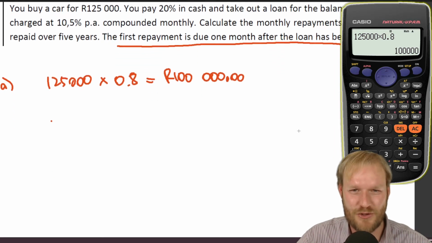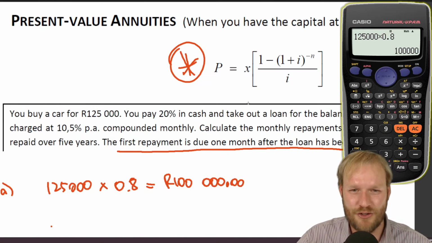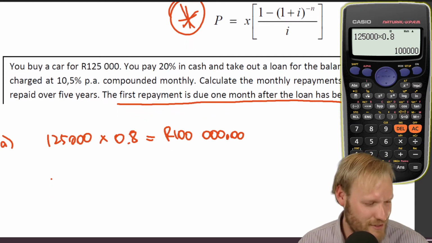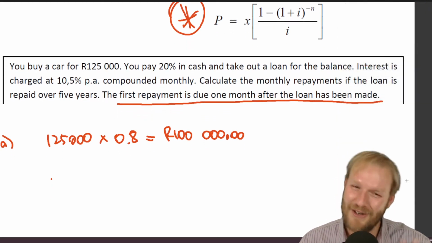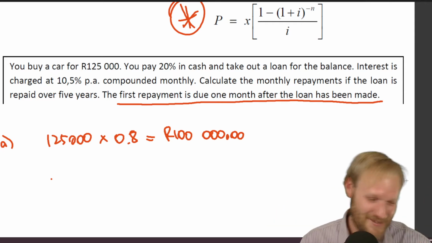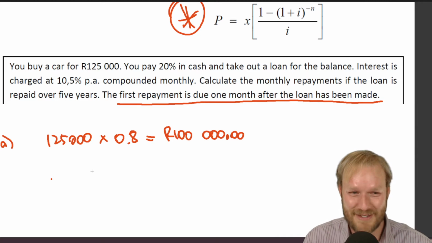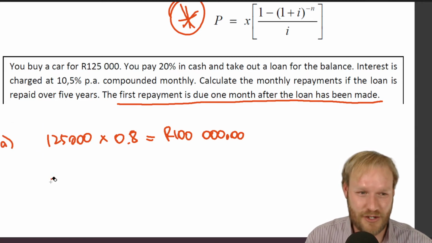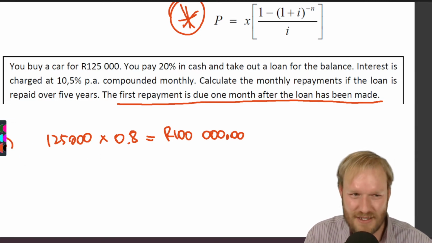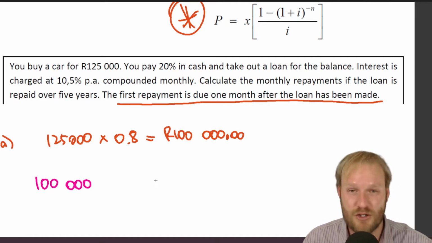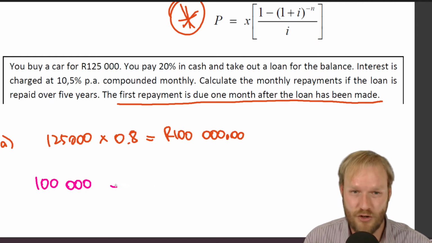We owe 100,000 Rand. Now we've got our new formula. So calculator is gone, and our formula is there. We're just going to substitute our values in. It's a nice, simple example to get us into it: our present value is 100,000 Rand. That's what our loan's for.